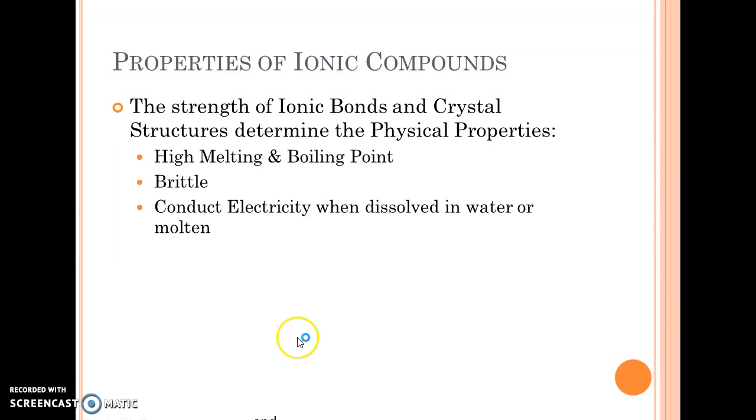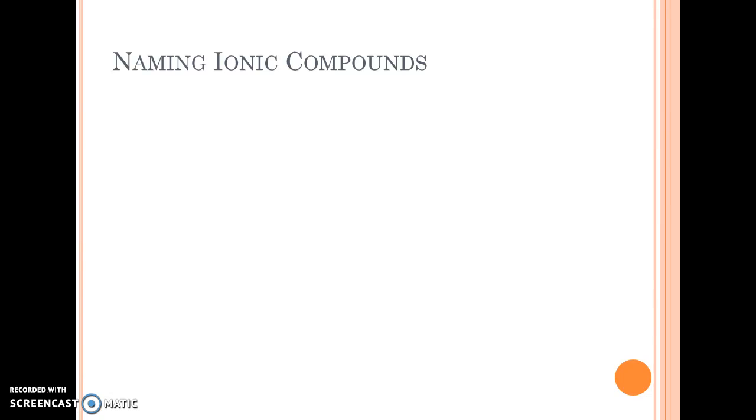We ended our last video talking about properties of ionic compounds, and you can review that in the previous video. We are going to move forward and talk about how to name ionic compounds given a chemical formula. Naming ionic compounds is pretty simple. All you really need is a periodic table. There are 3 easy steps.